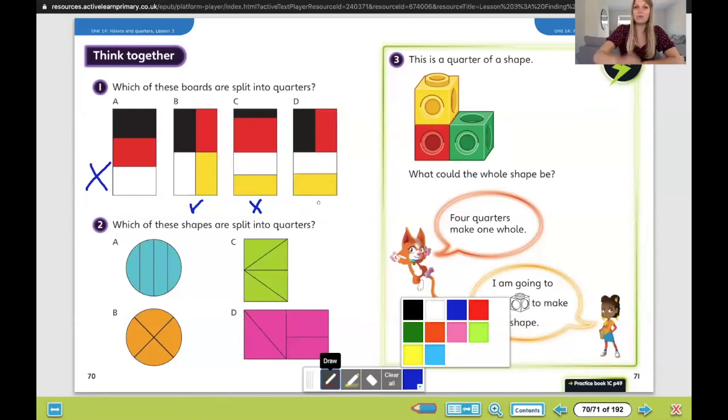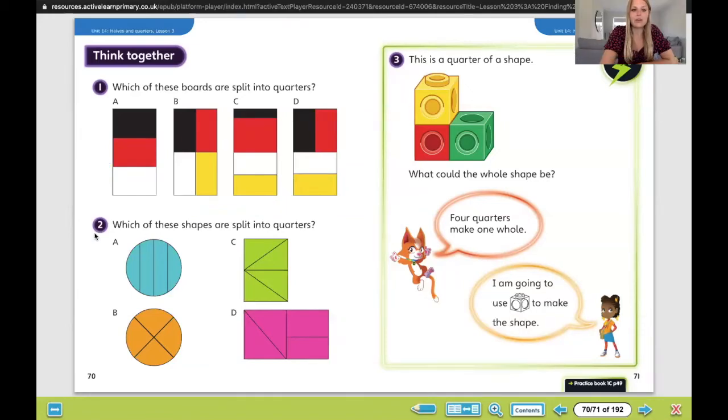Yes, they are equal. They are exactly the same. The only difference is that these have been turned, they've been rotated. Yes, so B and D have been split into quarters. So now let's look at question 2. Which of these shapes below are split into quarters? Now don't forget, quarters means that the whole has been split into 4 equal parts.